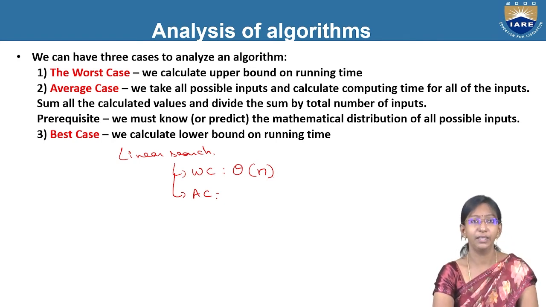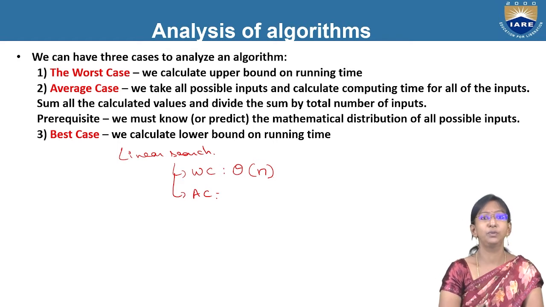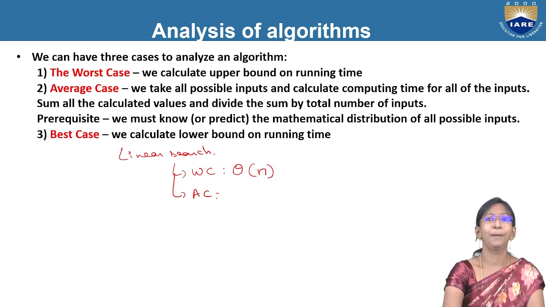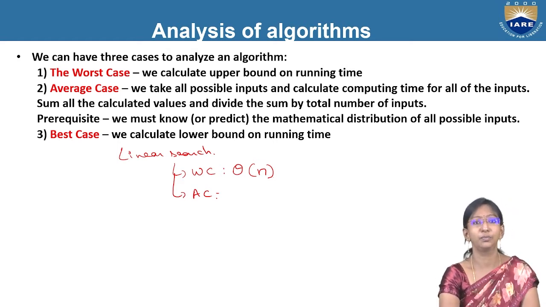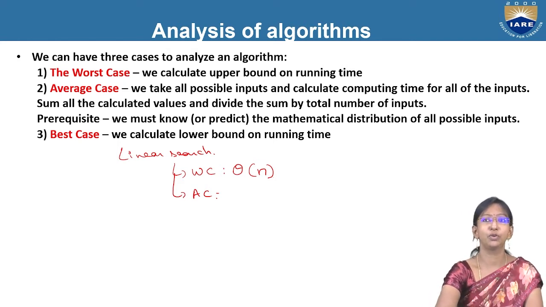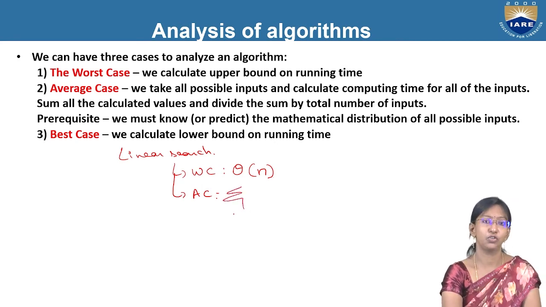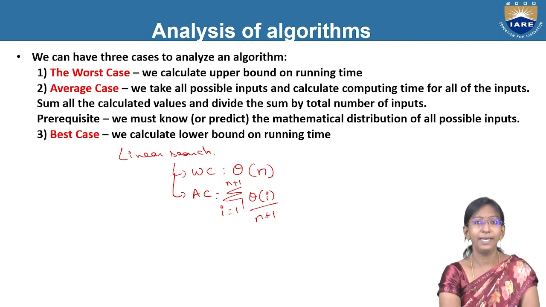Then you are going to get the average. So the prerequisite for this one is a mathematical distribution that you need to know, the mathematical distribution of all the possible inputs. So for linear search, I can take it as the summation of i equal to 1 to n plus 1 of theta of i, divided by n plus 1. Why n plus 1?